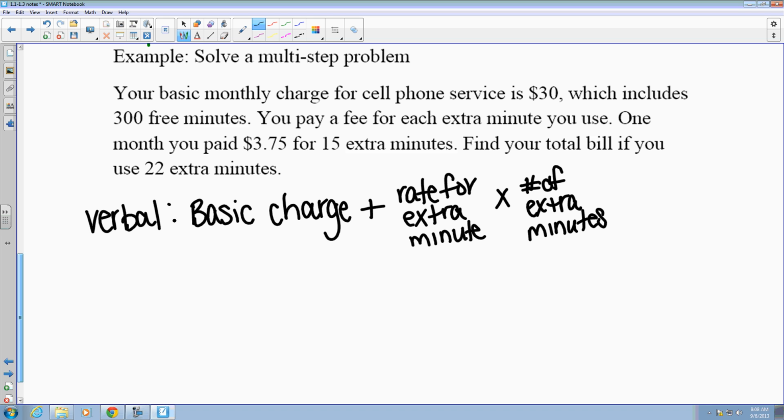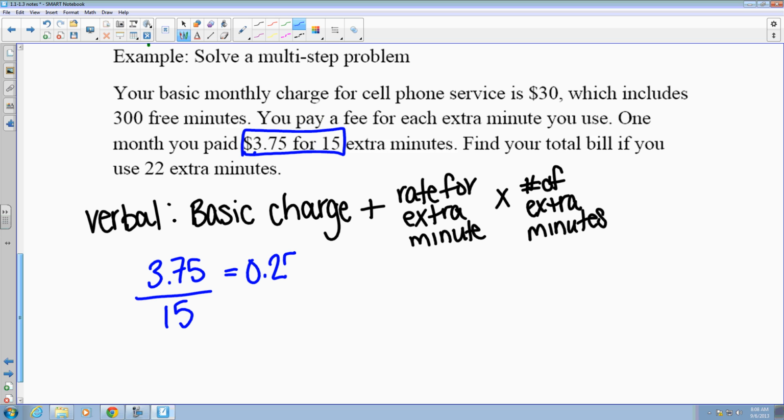So we know what the basic charge is, but we don't know what our rate is. So it's going to be hard to find our total bill in the end. So we're going to use a piece of information that's inside this problem to figure out that missing piece. This $3.75 for 15 extra minutes, that's going to tell us what our rate is for each additional minute. So we're going to divide. 375 divided by 15, you can do that out by hand as well, is a quarter.